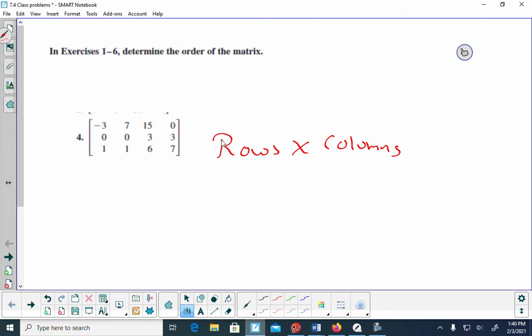The way I think of it is columns usually hold things up. So I'm going to count 1, 2, 3. So I have 3 rows. 1, 2, 3, 4, 4 columns. So this matrix C is a 3 by 4, and that is the correct order of the matrix.